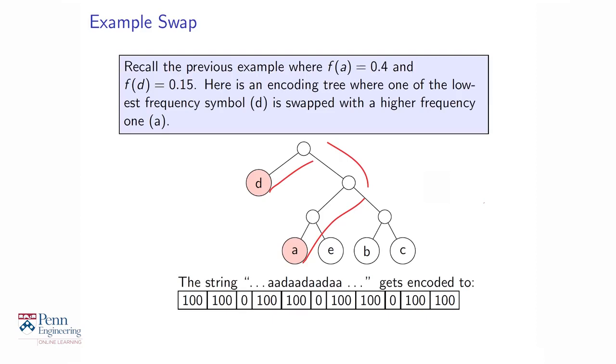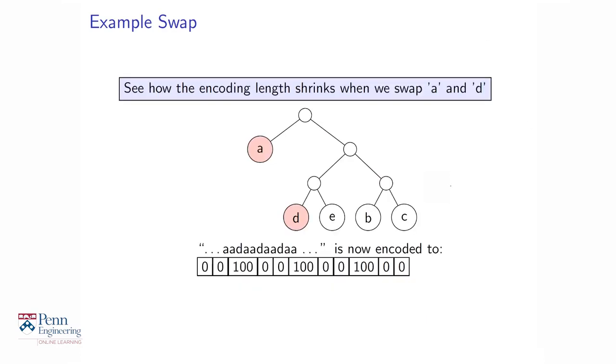So imagine that the file you're transmitting is this file here, AAD, AAD, AAD, etc. That's the beginning of the file. So if you have the file AAD, AAD, AAD, AA, then with A and D in the bad positions, you get this encoding, which looks kind of long. But if you exchange them, putting D at the bottom and A at the top, then you get a much shorter encoding, which we will see looks like this.